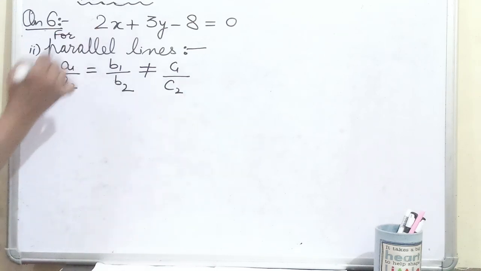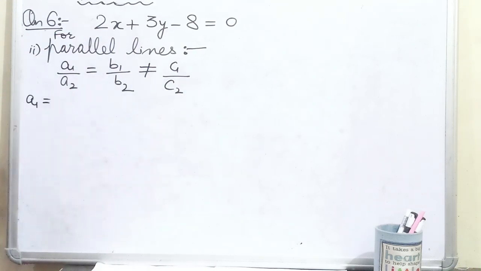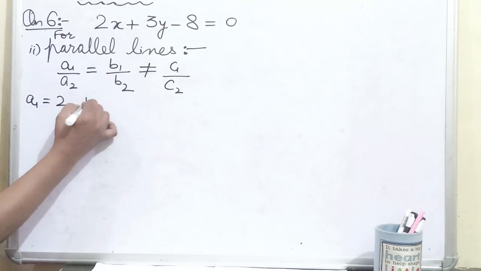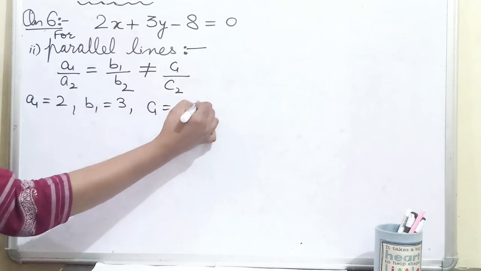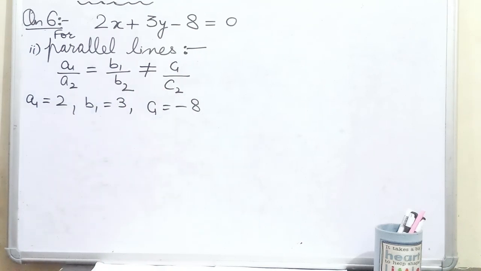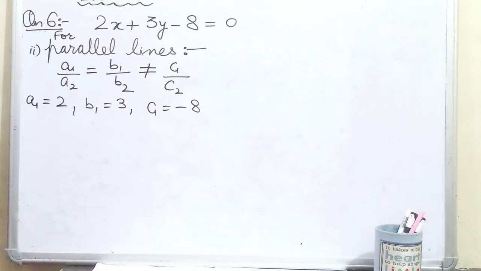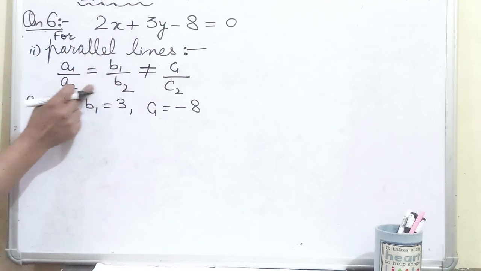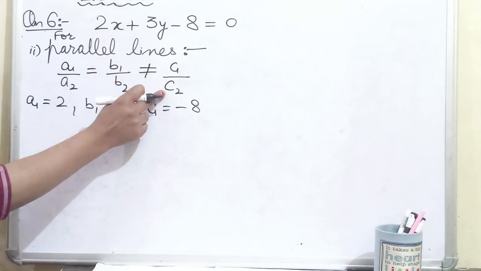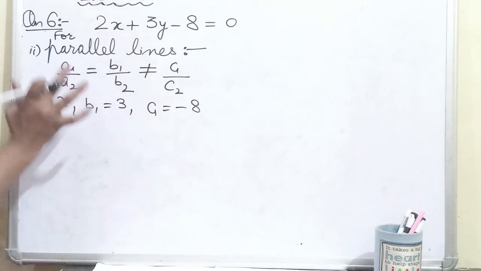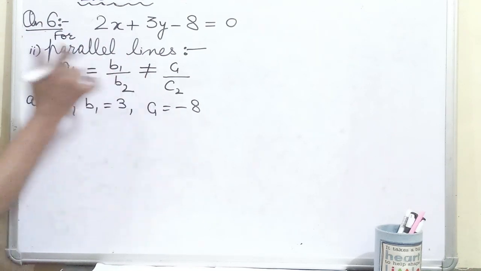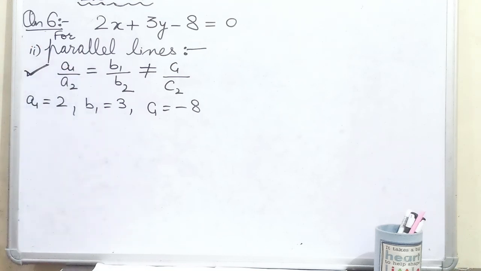Now from the first equation, what is the value of A1? 2. And B1? 3. And C1? -8. Now we have to find the second equation, but we have to take care that the first two ratios should be equal and the third ratio should not be equal. So you can take any value of A2, B2 or C2 which satisfies this condition.